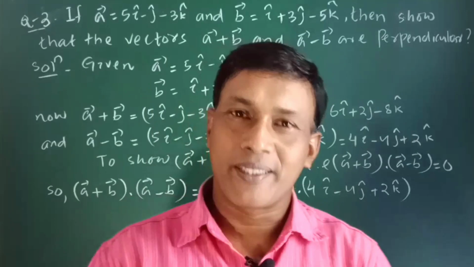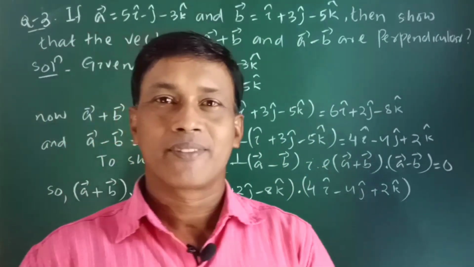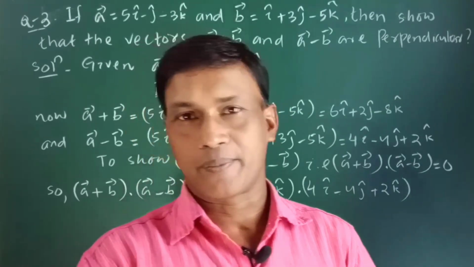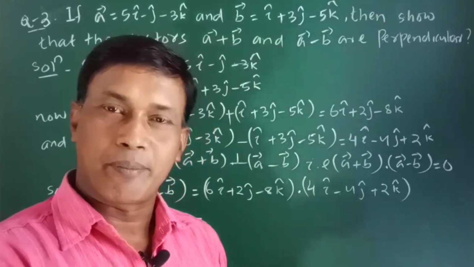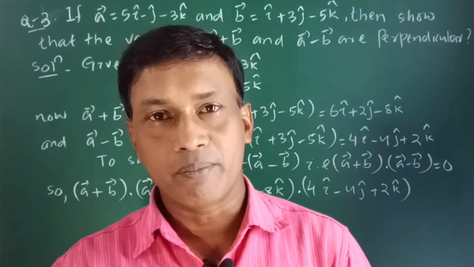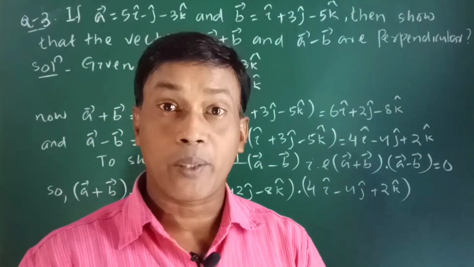Another important question is two vectors are given, A vector and B vector, to show A plus B and A minus B are perpendicular to each other. A vector is given, B vector is given. हमको प्रूव करना है कि A plus B is perpendicular to A minus B. A plus B and A minus B are perpendicular to each other.